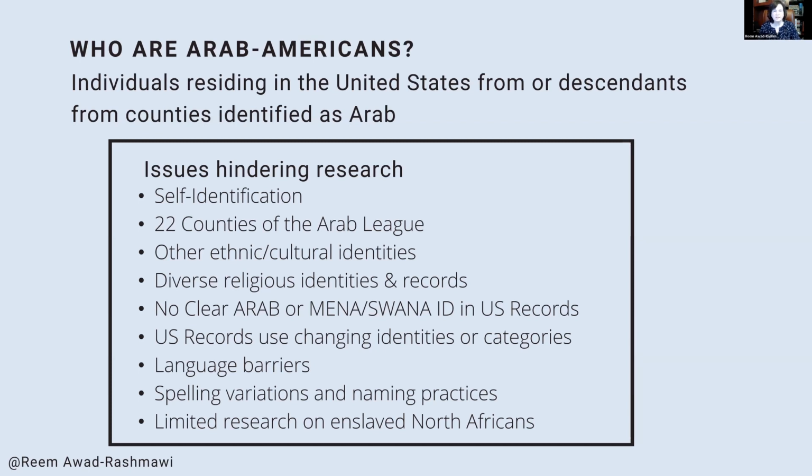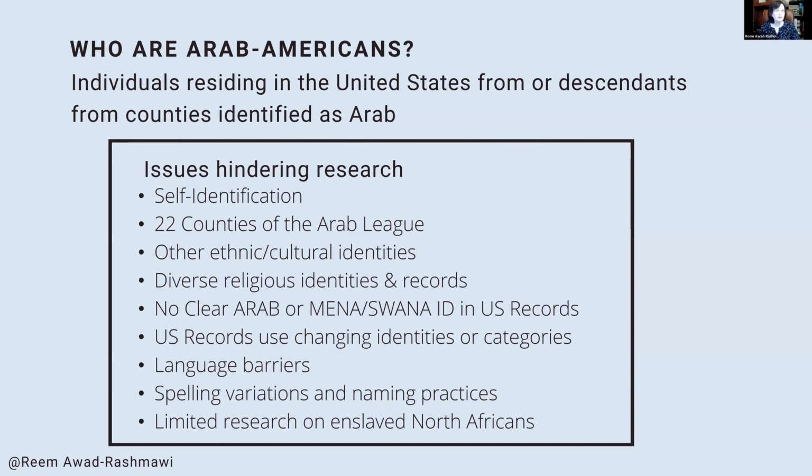And then US records, again, change identity categories on how they are considered, what Arabs fall under, whether it's other, whether it's white, whether it's, you know, some people mark Asian, people mark African. So it's not a consistent identification in records.